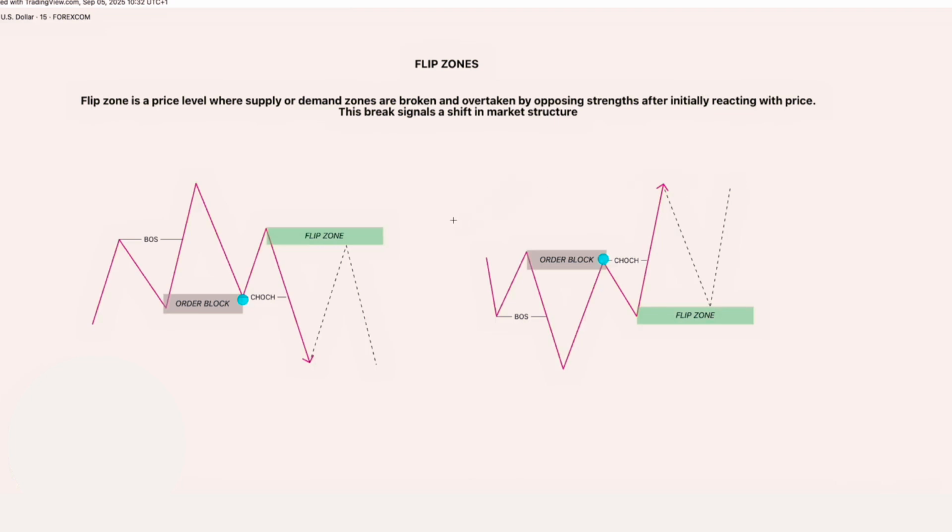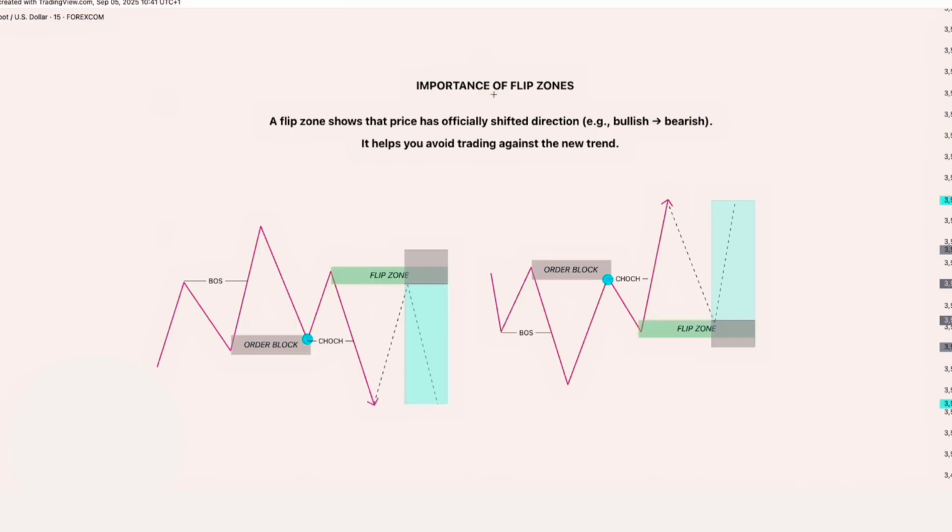So let's get to understand why this is important in smart money concept trading. Importance of flip zones. A flip zone shows that price has officially shifted direction, that is, from bullish to bearish. It helps you avoid trading against the trend. So you can see what we have here.